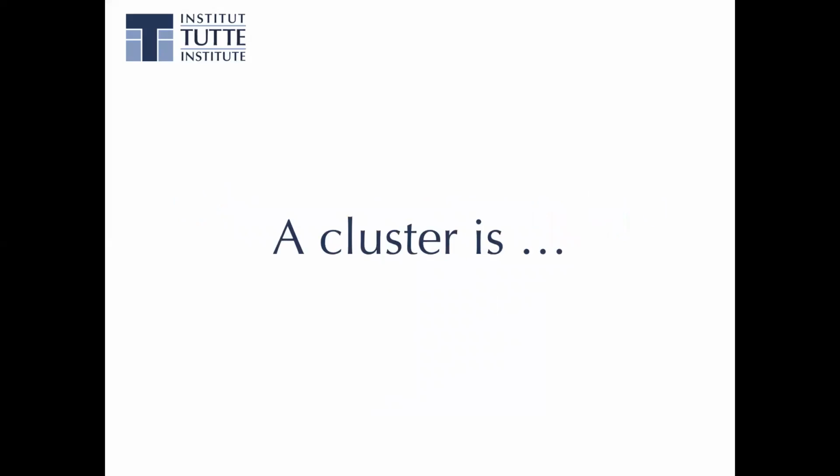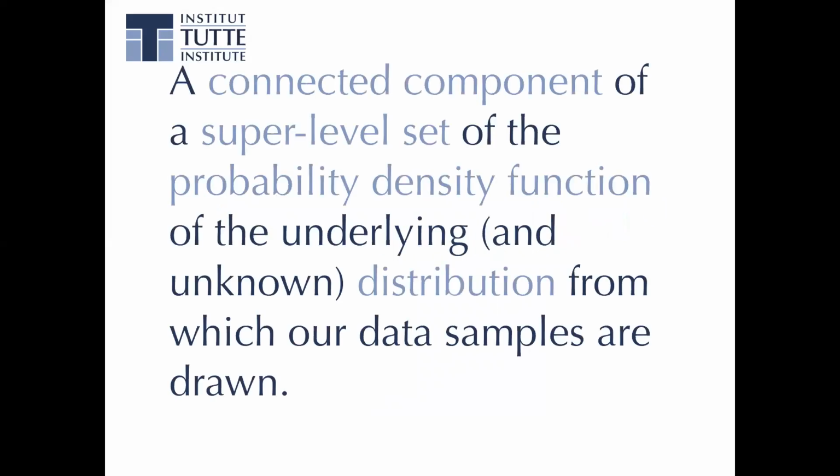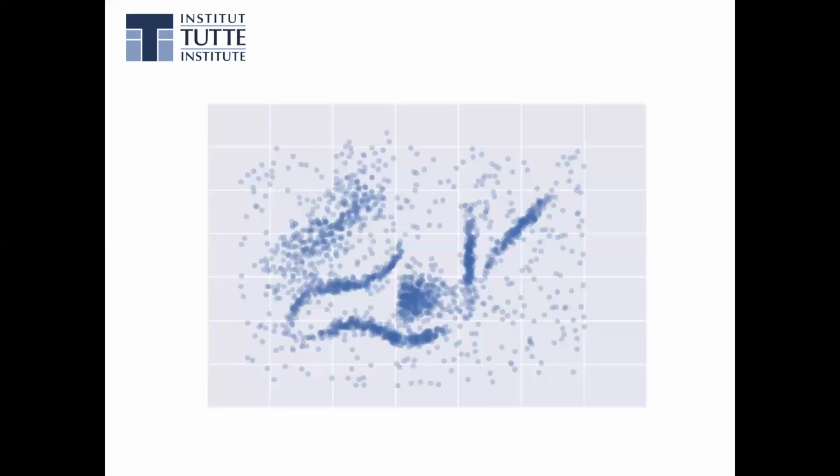In that sense, a cluster is a connected component of a superlevel set of the probability density function of the underlying and unknown distribution from which the data samples are drawn. It's a long and complicated definition. Let's look at it on an example so we can see what's going on. Here's some data in 2 dimensions so that we can see what's going on. We can, in principle, imagine that there's some notional probability density function, which this heat map represents, that gives the probability of sampling a point from that region of the space.